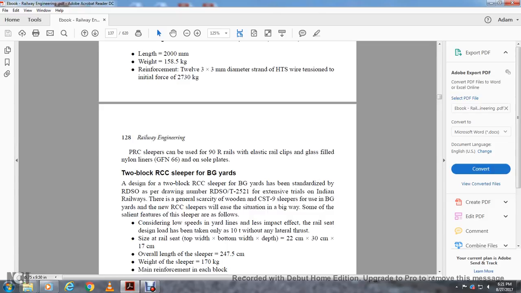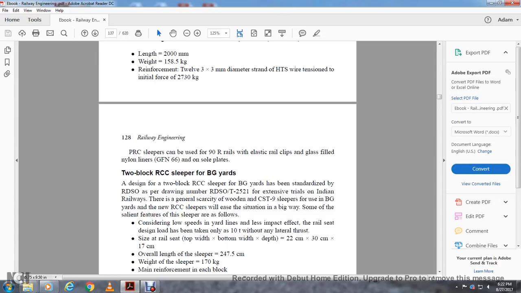Generally, due to the scarcity of the wooden sleepers for the broad gauge yard, the new RCC sleeper will ease the situation in a big way. Some of the salient features of the sleepers are as follows. Considering low speed on the yard line, with less impact effect on the rail seat, the design load has been taken as only 10 T without any lateral thrust.